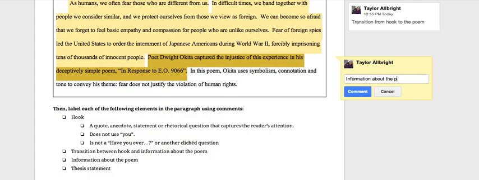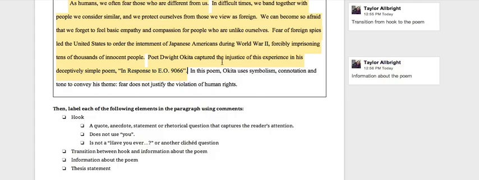Information about the poem. I have the poet's name, Dwight Okita. I have some information about what the poem is about. So it's about the injustice of this experience being Japanese internment, which I mentioned in the previous sentence. And I have a little information about the style of the poem. I know that it's going to be deceptively simple. And then I have the poem's title.